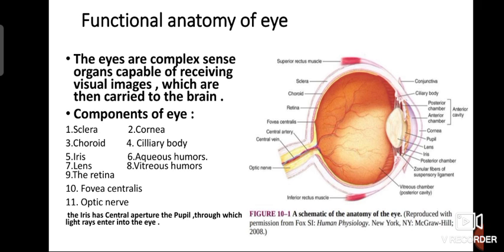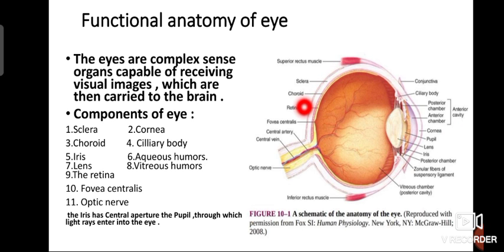The eye is a complex sense organ capable of receiving visual images, which are then carried to the brain. So we see all the components of the eye in this diagram. In the posterior part of the eye, the outermost layer is the sclera, which provides protection to the eye, and the sclera is continuous on the anterior side of the eyeball. This is the transparent layer, known as the cornea.